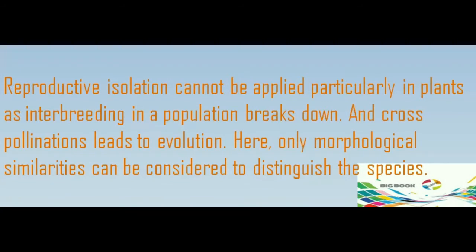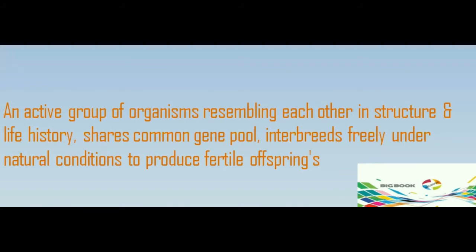Because of this, only morphological similarities can be considered to distinguish the species. So because of that, both genetic and morphological characters can be included during the identification of a species. Coming to the next slide, the definition of species is an active group of organisms resembling each other in their structure and life history, sharing a common gene pool, and interbreeding freely under natural conditions to produce fertile offspring.